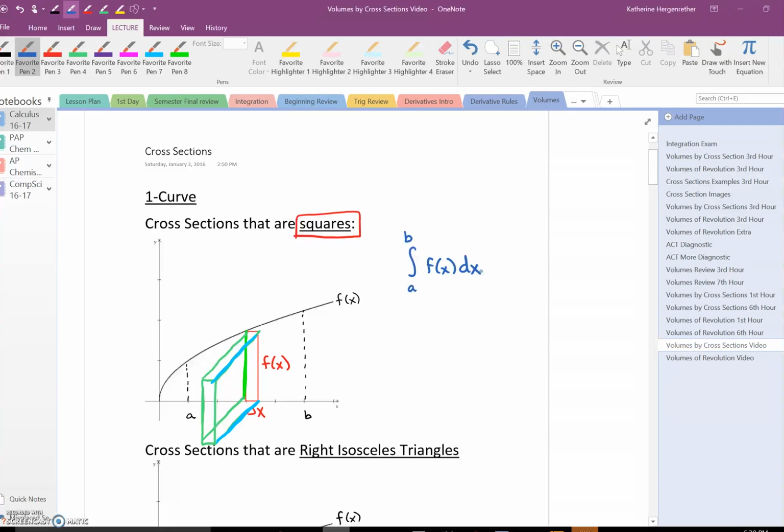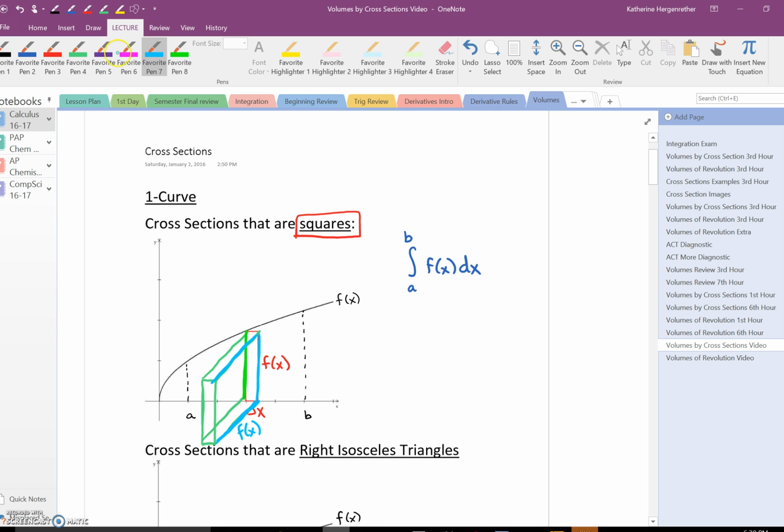Now we have a third dimension, and we have to figure out what this third dimension is. The third dimension is this thing coming out of the paper. And how long is this? Since it told us that they were squares, this distance right here must be the same distance as right here to make a square. So then this distance must be f of x as well.